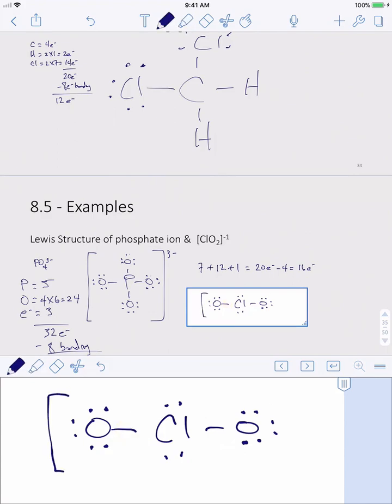So the last thing to do is draw the bracket around it and put a negative charge indicating that there is a negative charge distributed across this molecule, this charged ionic molecule.